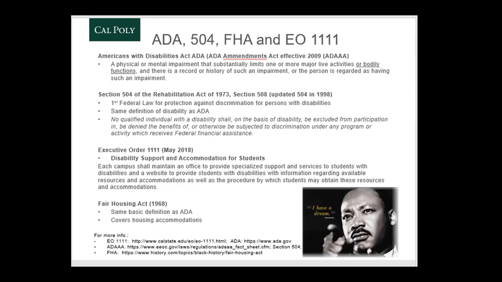So the Americans with Disabilities Act, the ADA, was passed in 1990. It's important to know, though, that some amendments were added, which broadened what it meant to be a person with a disability. Those amendments were passed in 2008 and active in 2009, also known as the ADA-AA. The definition of a person with a disability is a physical or mental impairment that substantially limits one or more major life activities or bodily functions, and there is a record or history of such an impairment, or the person is regarded as having such an impairment.